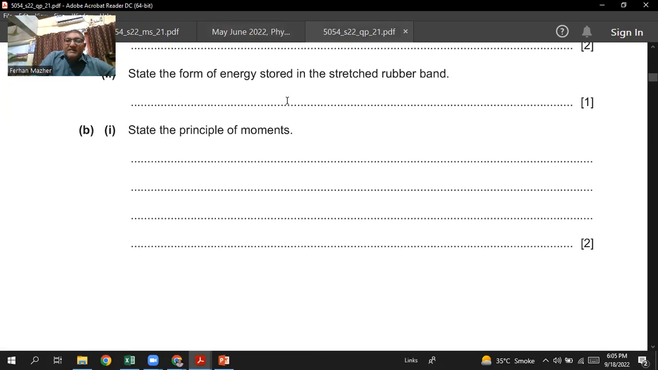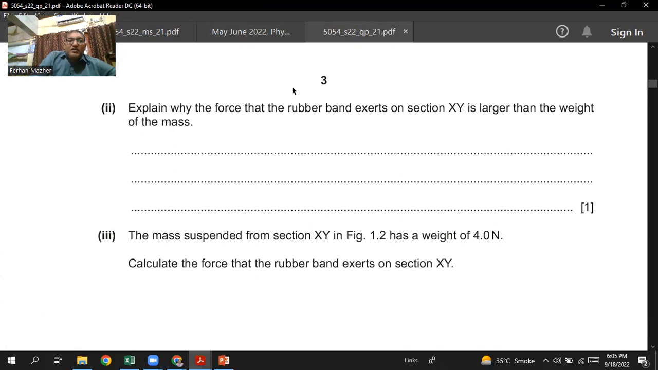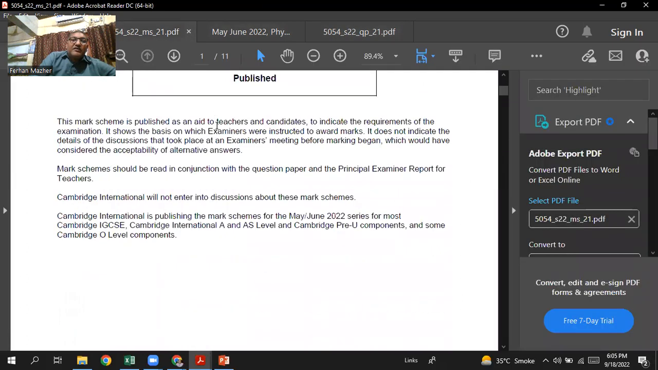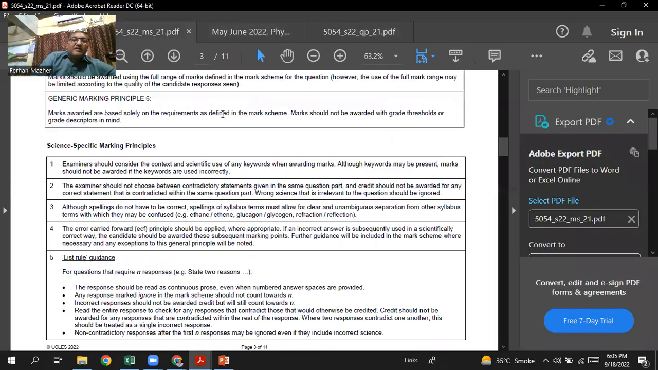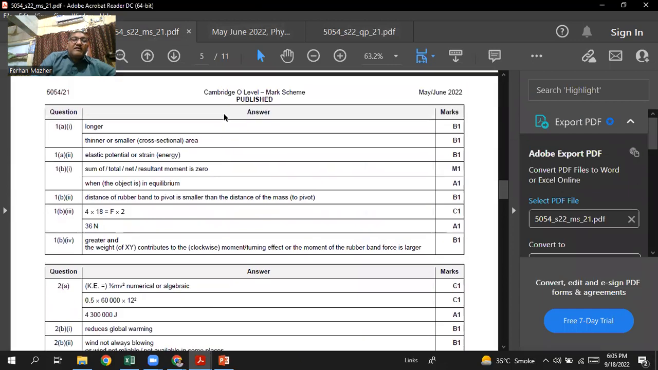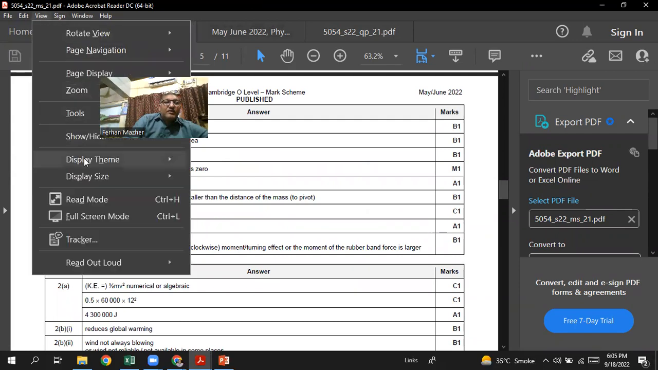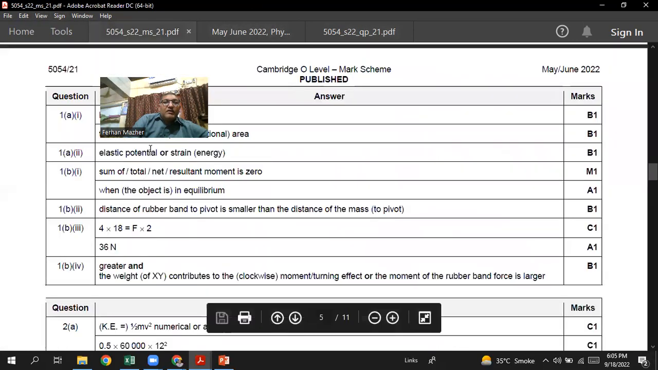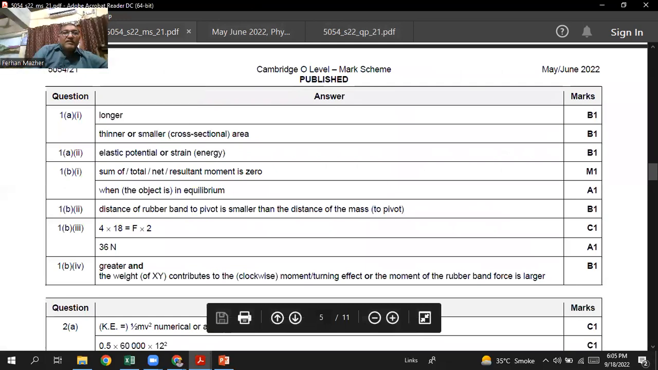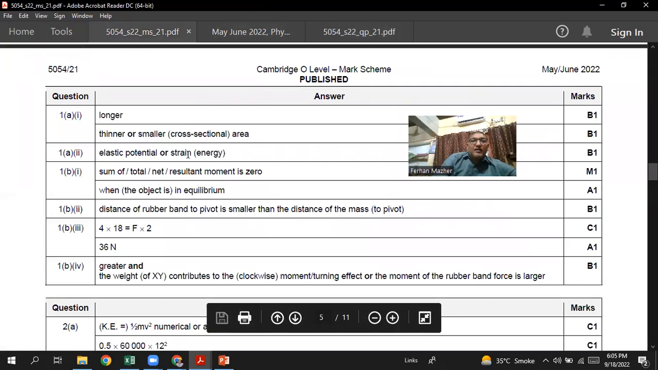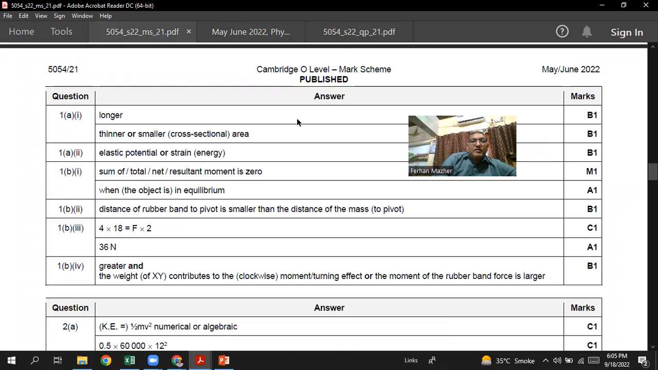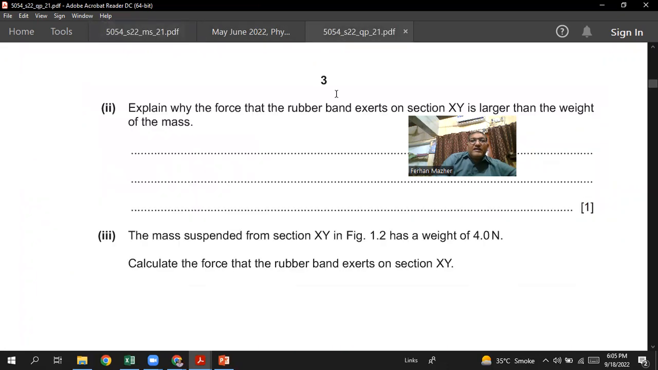I have already checked them with the marking scheme. You don't need to worry about the marking scheme, but if you have the marking scheme, you can check it. I also have the marking scheme opened here. Let me increase the size so I can show you. So this is the marking scheme. I will show you at the end of the question.